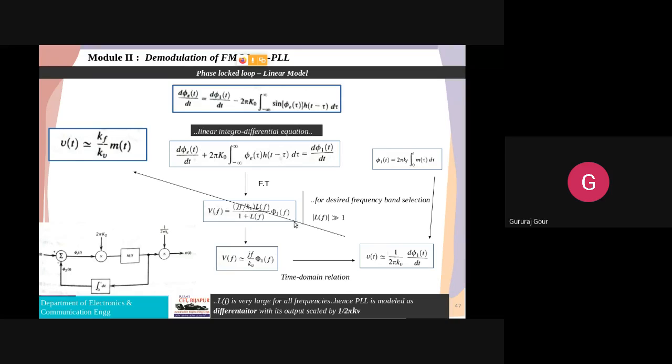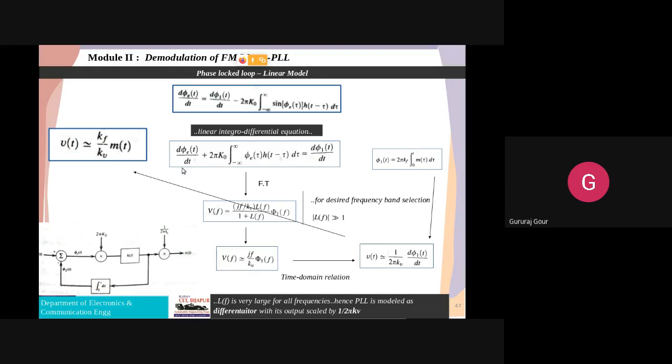So L of f, where I applied the condition, should be very large for all frequencies. Hence the PLL is modeled as a differentiator with its output scaled by 1 by 2 pi k v. So the output is scaled down by this amount, and that's why finally we are getting this multiplying factor of 1 by 2 pi k v. So this is how you have to explain the indirect method of demodulation of FM.